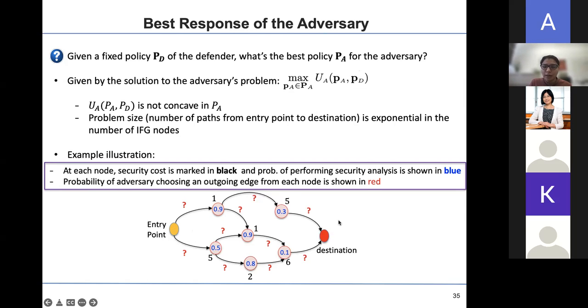So here the graph is known, the resource cost, that is the black values, are known. The defender's policy is fixed. So you know the blue values in each node, with what probability each node is chosen as a security checkpoint. And you are trying to solve for the red question marks. What are the probabilities for these paths, right?